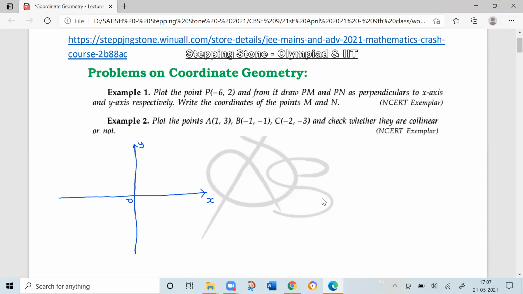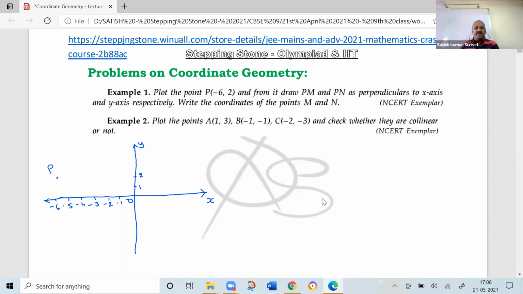The second quadrant. Why? Because the x coordinate is negative and the y coordinate is positive. So minus 1, minus 2, minus 3, minus 4, minus 5, minus 6. Next, along positive, 1, 2. So (-6, 2), this is the point P.